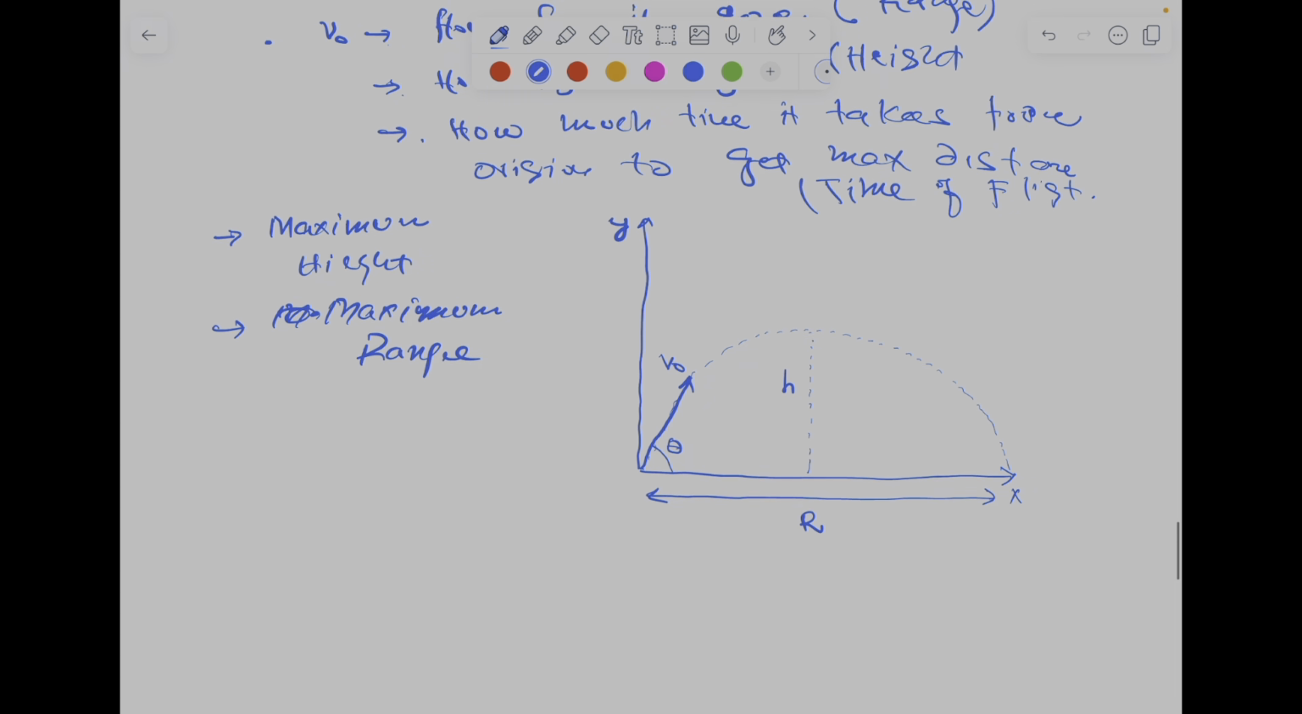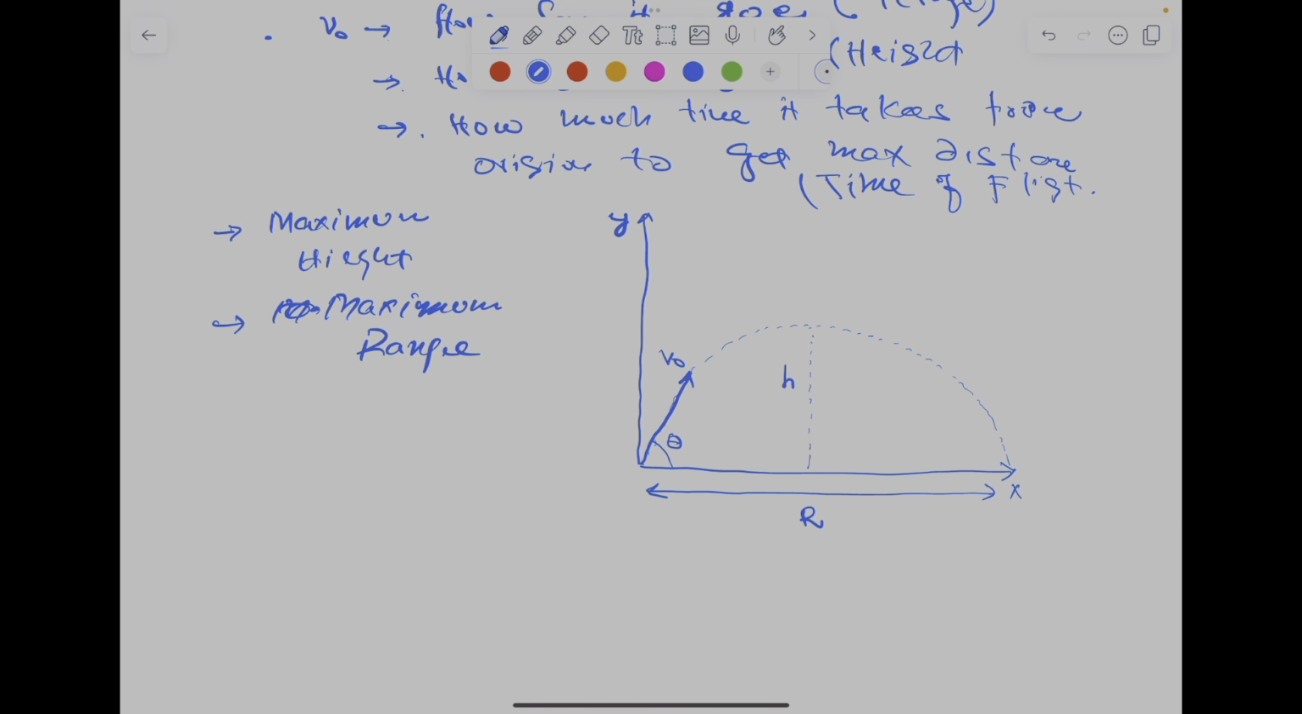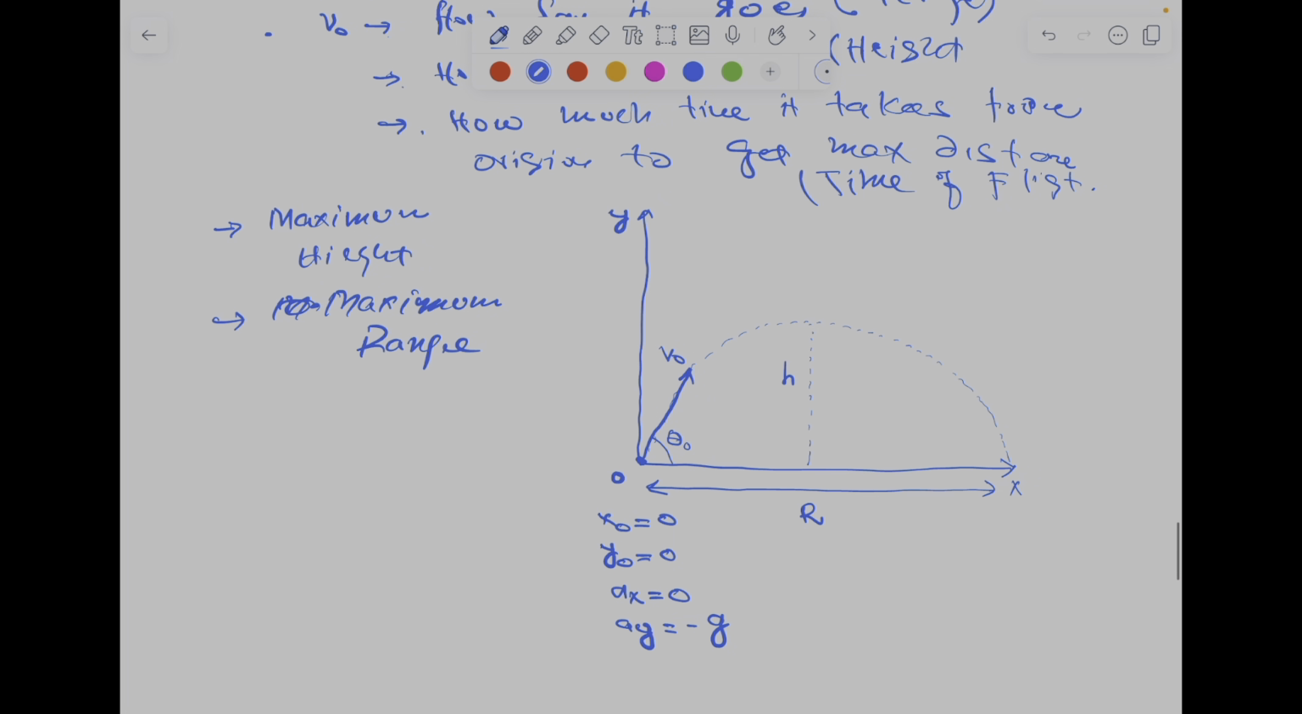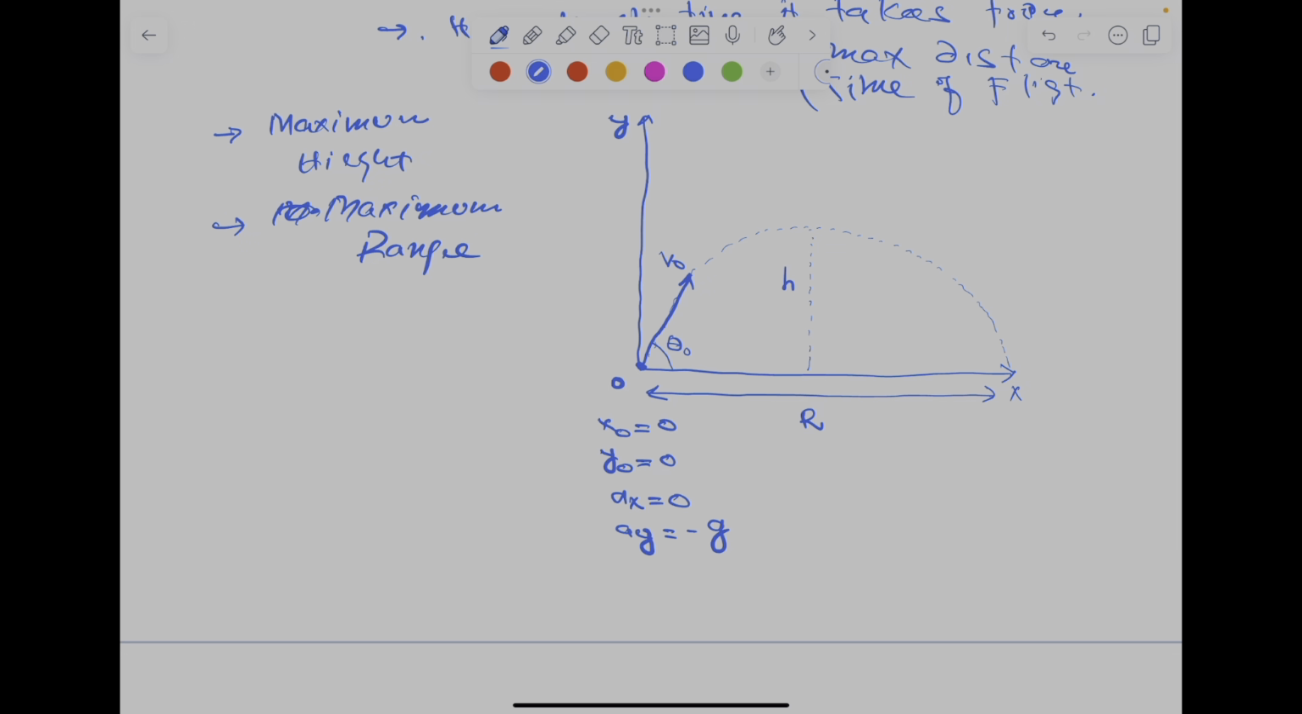So we now apply the problem strategy. We decide the coordinate system. This is our origin, and this is x0 equals 0, y0 equals 0. The acceleration along x is 0. The acceleration along y is minus g. So this is your theta naught, our origin, and this is given.